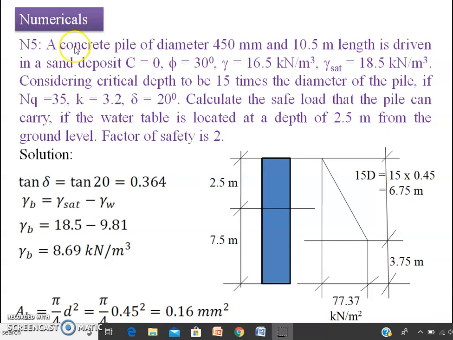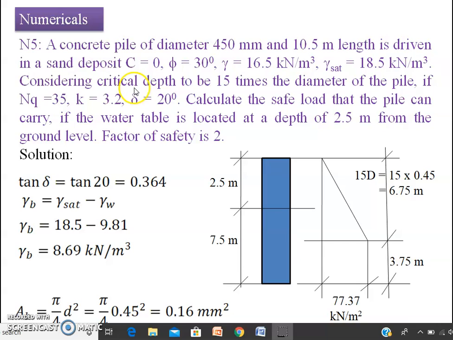In this statement, he has given a case where a pile of diameter 450 mm and length 10.5 meter has been driven into a sand deposit having the shear resistance equal to 0. The water table is located at a depth of 2.5 meter. That's why we have to consider both the parts here, unit weight as well as saturated weight.